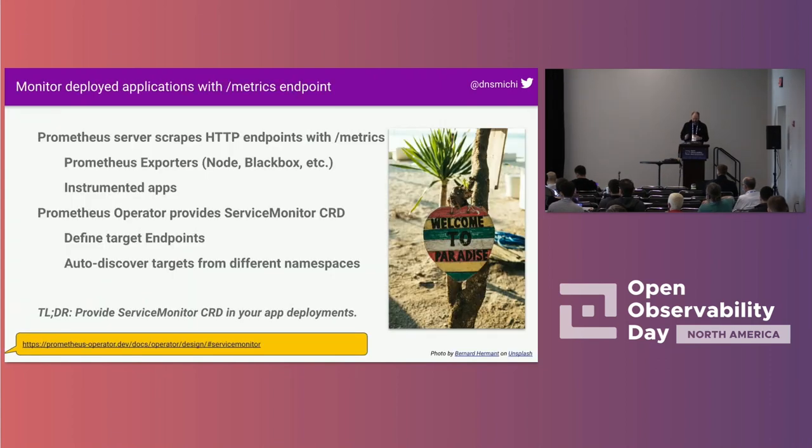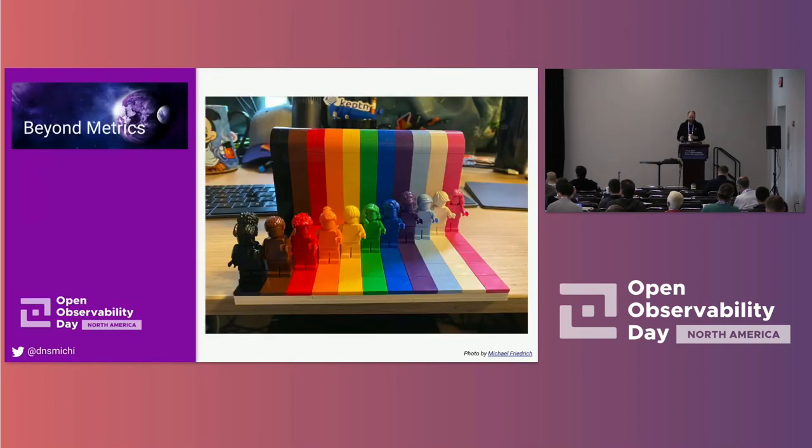The other thing which is great is the ServiceMonitor custom resource definition provided by the Prometheus operator, which allows you to really monitor your own applications and existing applications also with Prometheus, with the metrics endpoint. So the TLDR basically is deploying an application, it has a metrics endpoint, just add the ServiceMonitor CRD into the deployments and get even more observability data out of the box.